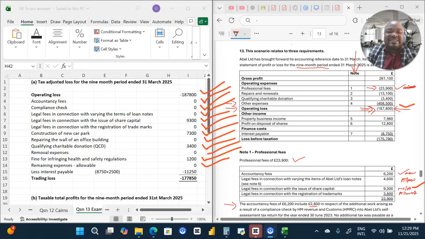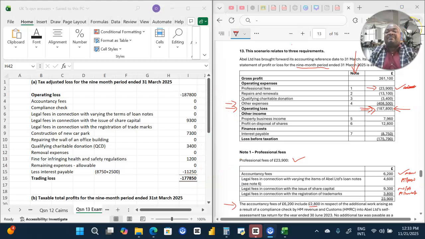Then we need to deduct the interest payable. All right, this one. Then we get the tax adjusted trading loss of 177,850. Then you just have to clap hands to yourself and say, I have passed. It's so easy, isn't it? So those are the computations for part A of the question, ladies and gentlemen.